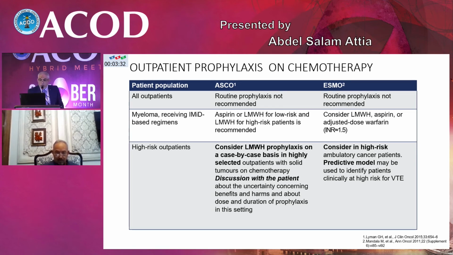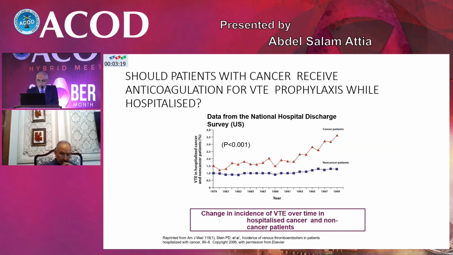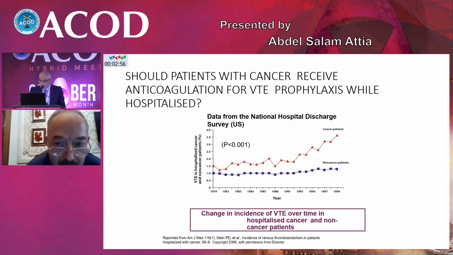While in ESMO, consider the high-risk ambulatory cancer patient. Predictive models may be used to identify the patients clinically at high risk for venous thromboembolism. And this is again the first slide that we showed: should patients receive anticoagulation prophylaxis? I think they should, as they change the incidence of venous thromboembolism over time in hospitalized patients compared with non-cancer patients.